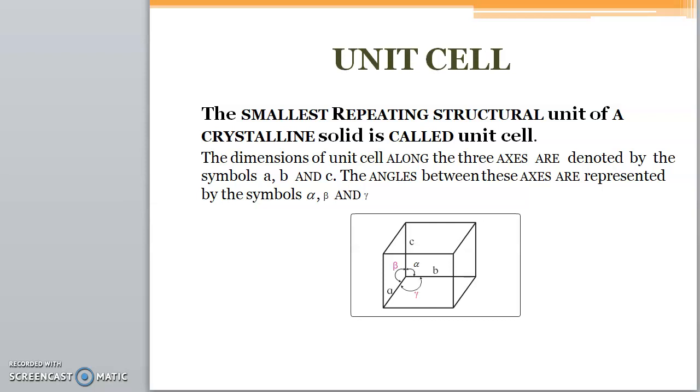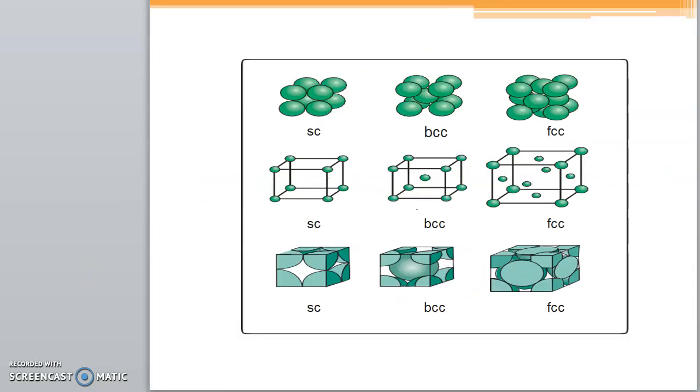Okay, so the smallest repeating structural unit of a crystalline solid is called a unit cell. Okay, so I also made you understand what are these letters A, B, C. They're called edge lengths. Okay, and then there are angles, which are caused due to those edge lengths, that is alpha, beta, and gamma. And then we went on to see different types of crystal systems, or rather unit cells.